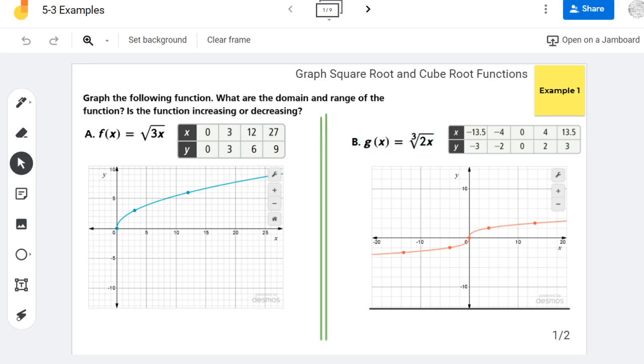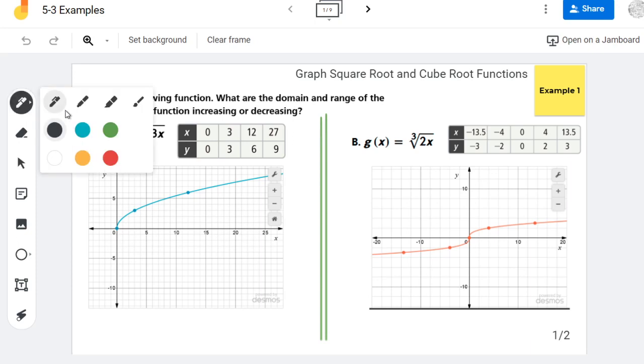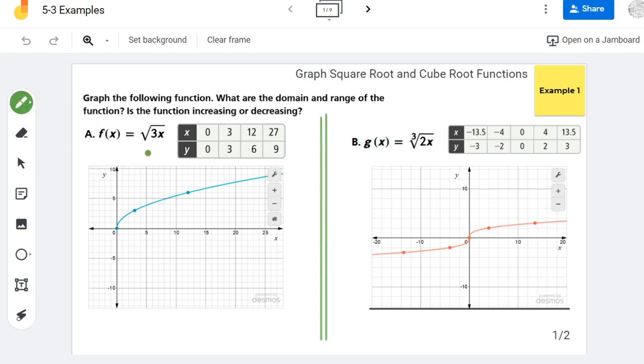In today's video, I'm covering example 1 from section 5-3 in the SavvasRealize Algebra 2 textbook. The goal of today's example is to graph square root and cube root functions. So I've actually done this a little bit differently in that I already produced the graphs and put them on Desmos.